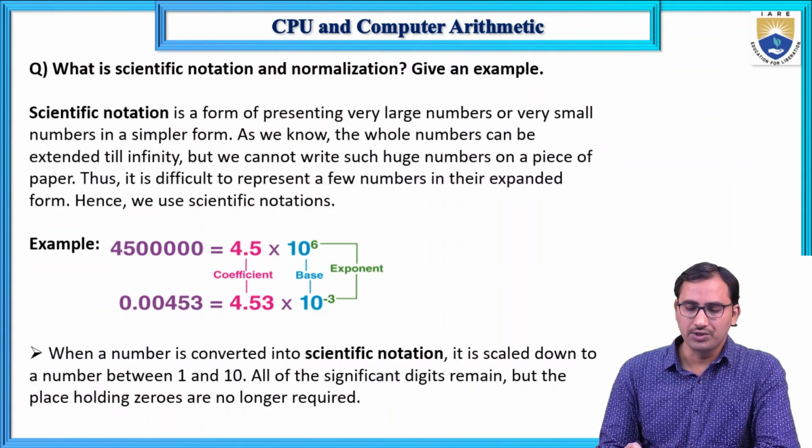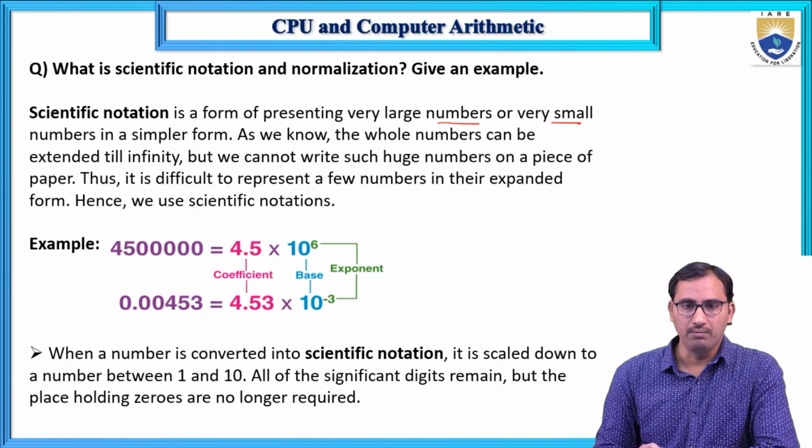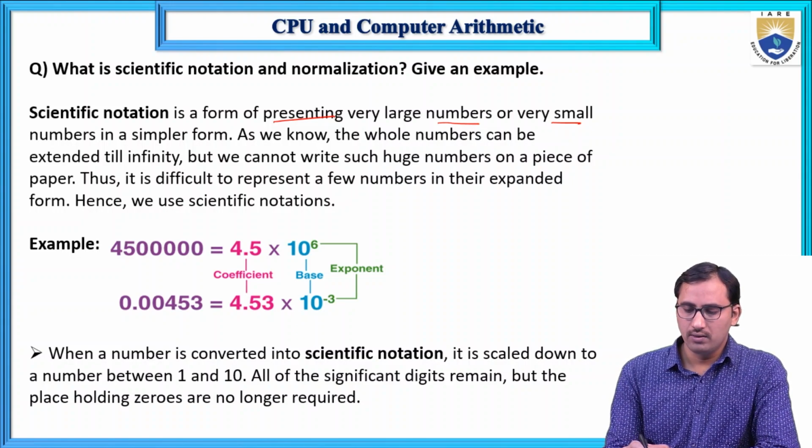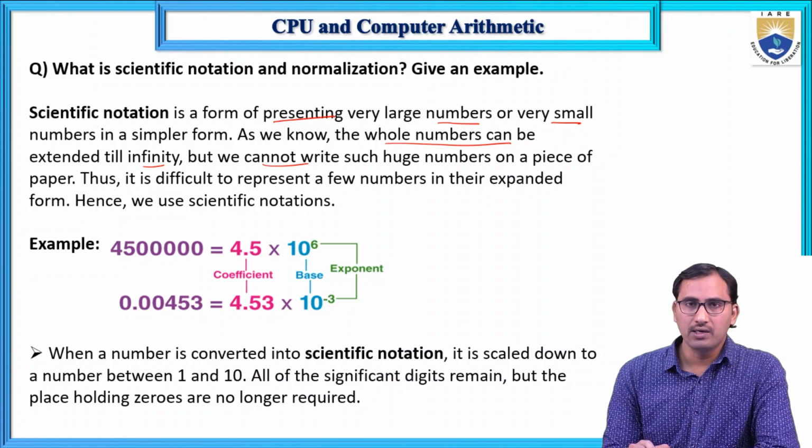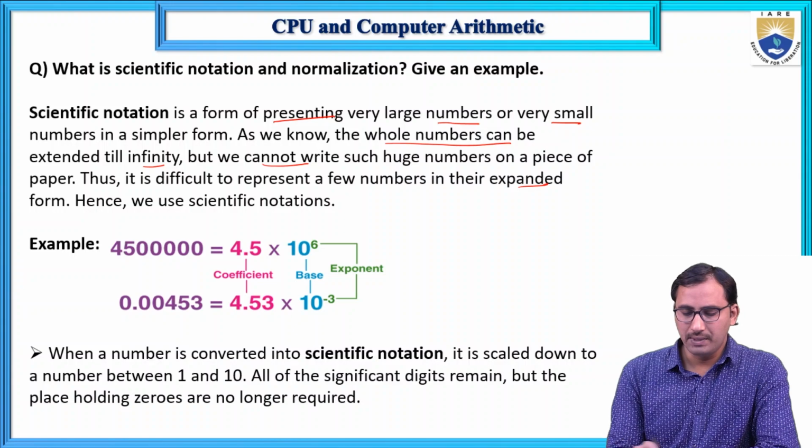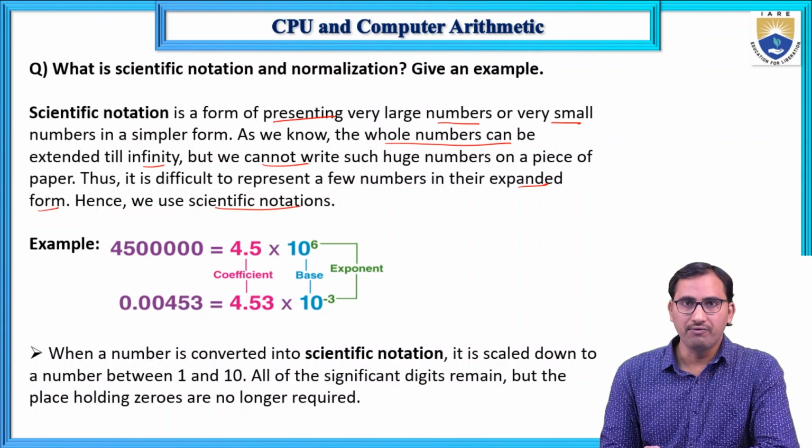Next, what is scientific notation and normalization? Give an example. Scientific notation is a form of presenting a very large number or a very small number in a simpler way. Because as we know, the whole numbers can be extended till infinity, but we cannot write such large or small numbers on a piece of paper. So that's why it is difficult to represent a few numbers in the expanded form, and that's why we are using scientific notation.